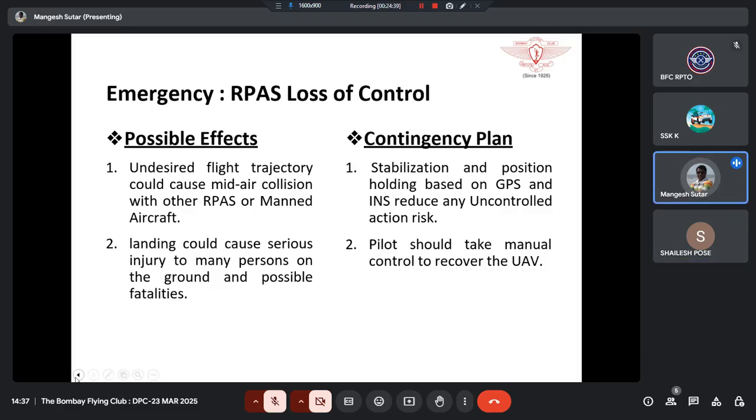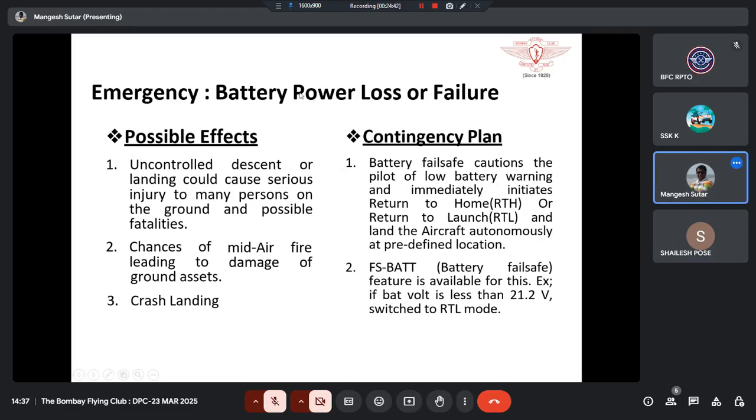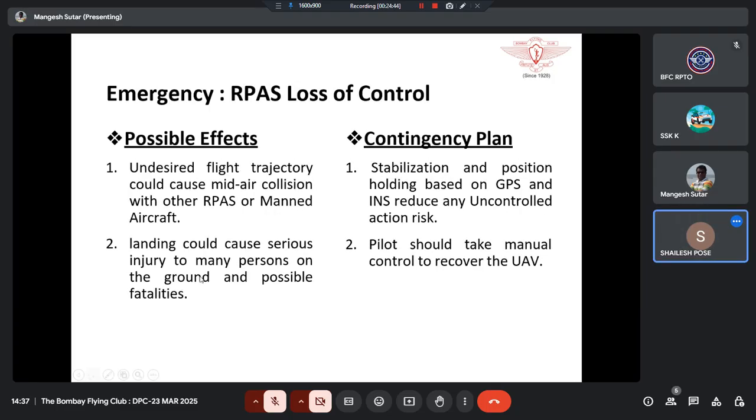We've seen the earlier option, right? What happened here? RTH or RTL would happen, right? Return to home or return to launch. Both are more or less the same point. Wherever you start your drone, that is your home position, or from wherever you take off the drone, that is the launch position. So more or less both are the same. Either RTH or RTL can happen.